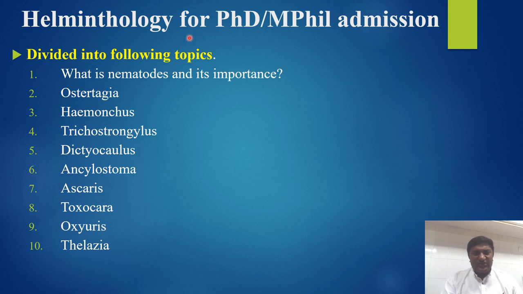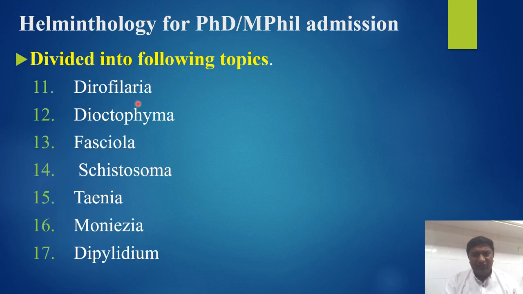So helminthology for PhD or MPhil admission, this subject is divided into the following topics: what is nematodes and its importance, Ostertagia, Haemonchus, Trichostrongylus, Dictyocaulus, Ancylostoma, Ascaris, Toxocara, Oxyuris, Chabertia. And next one is the Dirofilaria, Dioctophyma, Fasciola, Schistosoma, Taenia, Moniezia, Diplodium.